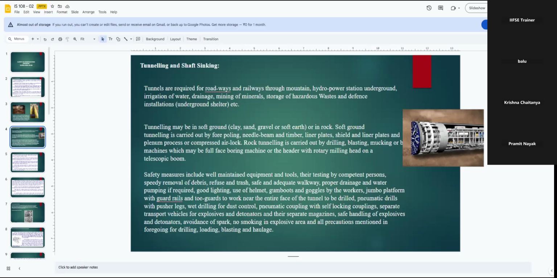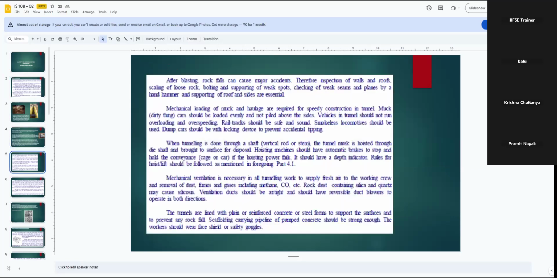In tunneling, as we see, it is a kind of circular machine which can completely cut the rocks as well as soil, and it is taken out from the tunnel point on an immediate basis. Also, we have seen the safety precautions with respect to this tunneling activity.